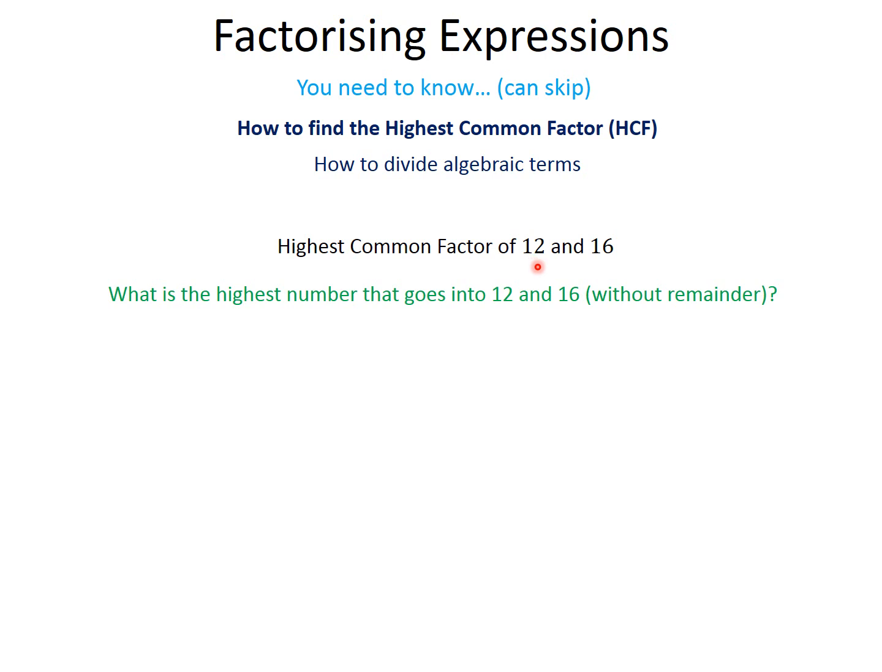So, what's the highest number that goes into 12 and 16 without remainder? And the answer to that is 4, because 4 threes are 12 and 4 fours are 16. There's nothing higher that you can divide into 12 and 16.